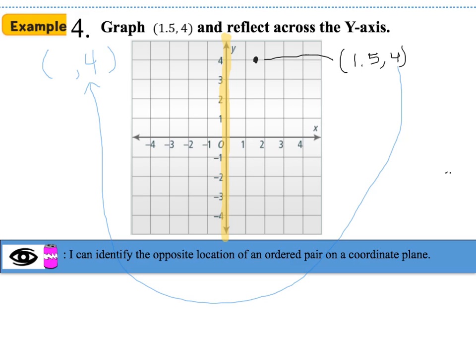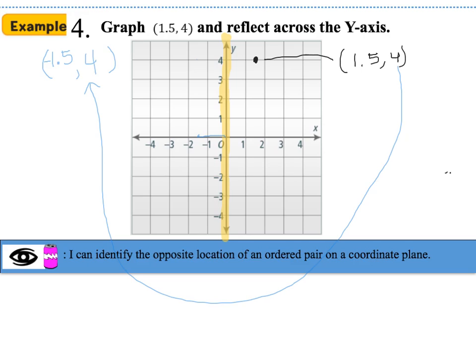Now what I'm going to do is take the opposite of the x-coordinate. The opposite of 1.5 would be negative 1.5. So if I go ahead and graph this ordered pair, I'm going to start at 0, 0, and I'm going to go to the left, which is negative 1.5, about someplace right here.